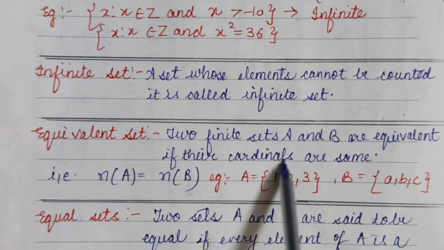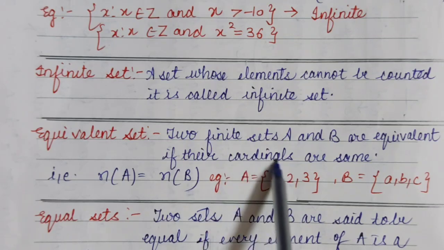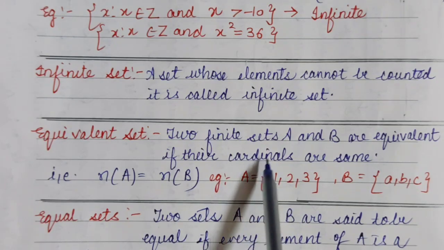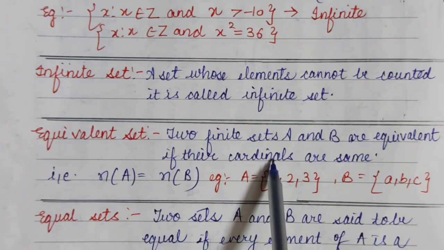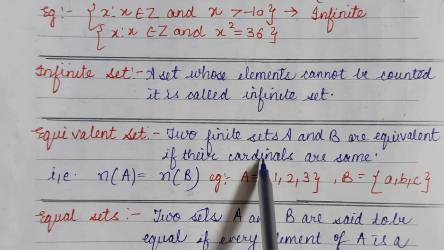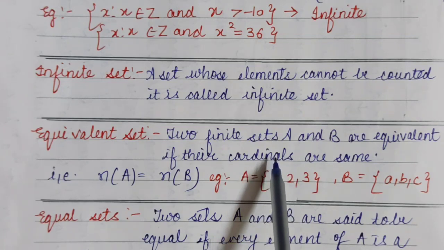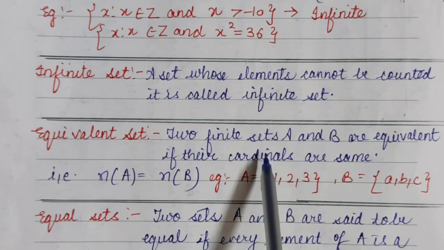Now what is the meaning of this cardinal? Here, student, cardinal means the number of elements in a set. Fine. So if two sets are there and their number of elements is the same, then we will say that these two are equivalent sets.